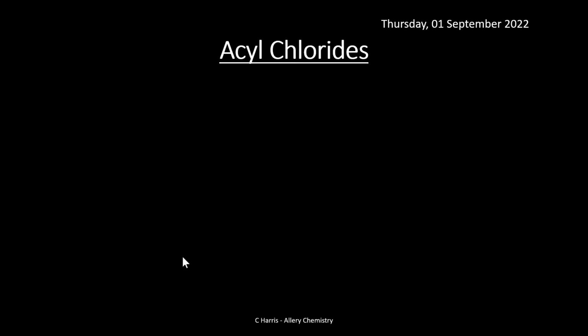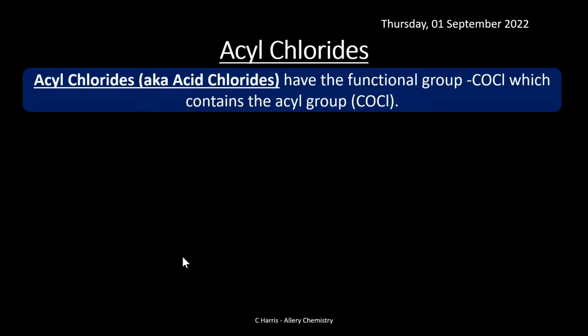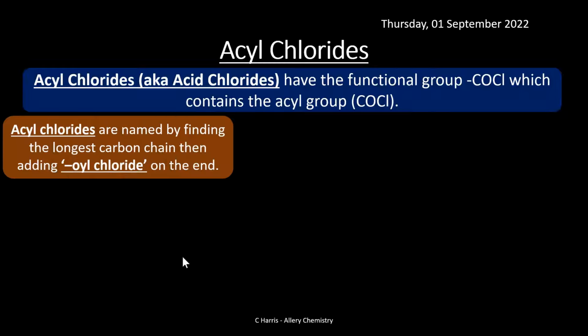Now, these are aggressive chemicals, okay, so they are incredibly reactive, and we're going to look at the properties of these as well and some of the products that they produce. So acyl chlorides, also known as acid chlorides, have the functional group COCl, and it contains the acyl group. So acyl chlorides are named by finding the longest carbon chain, and then we just add oyl chloride on the end of it.